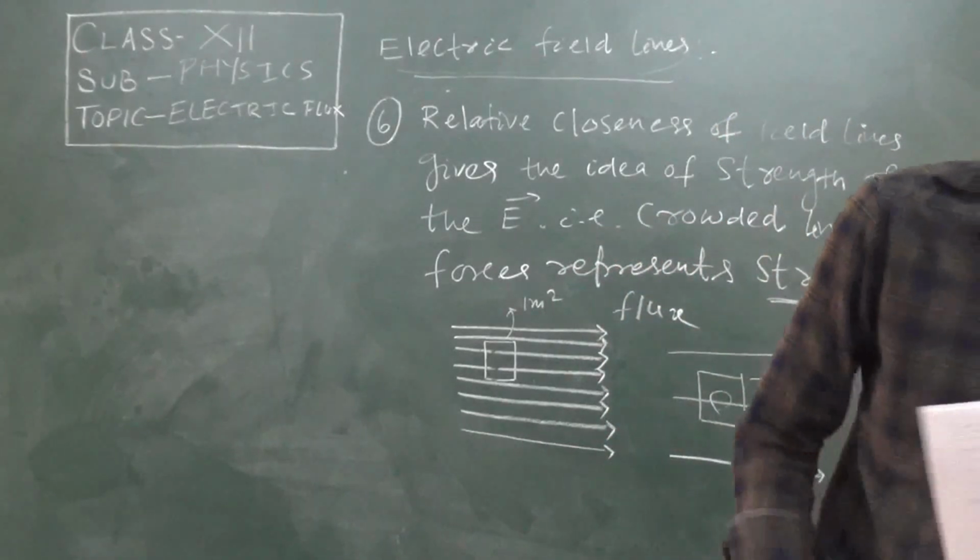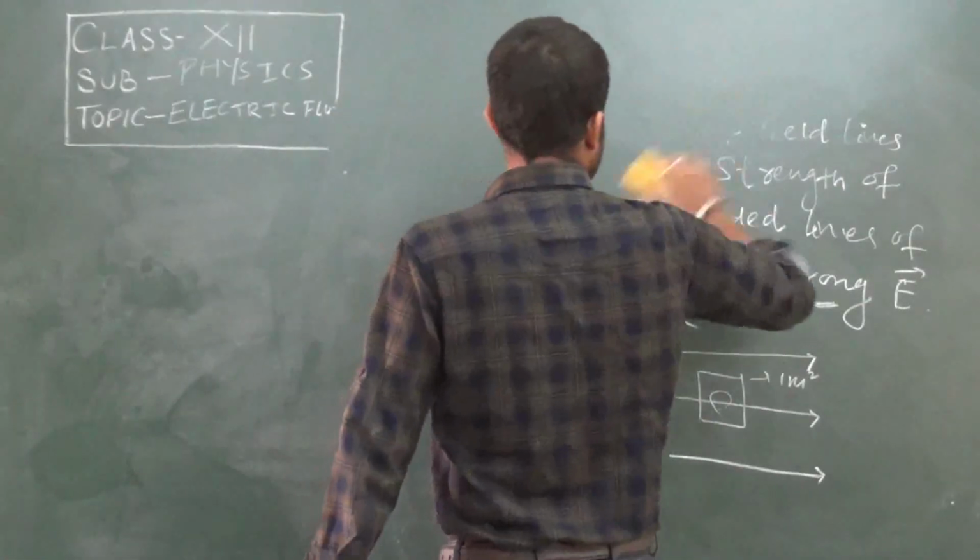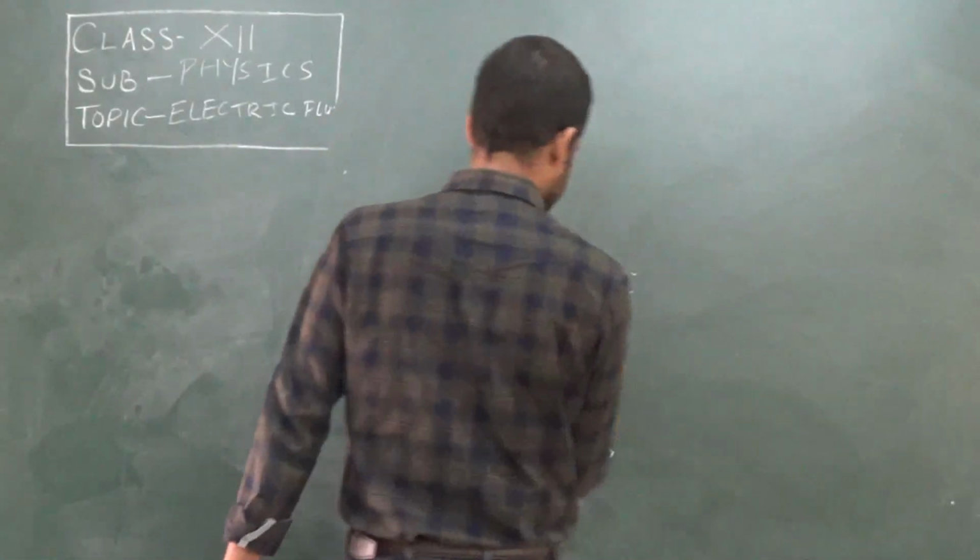Now we will go to the pictorial representation of electric field lines. Write down.